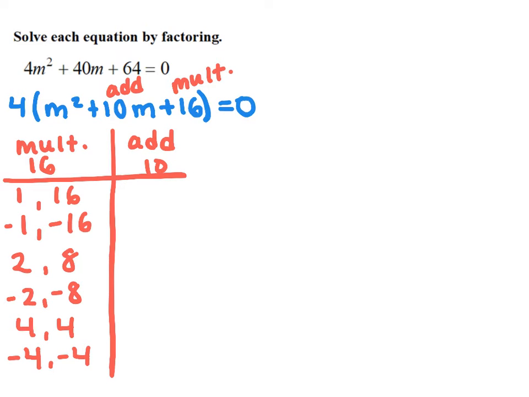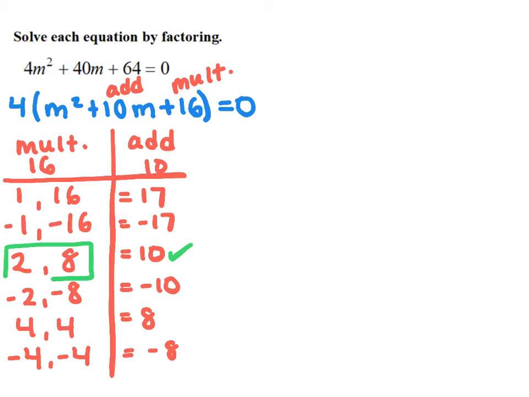If I add straight across, 1 plus 16 gives me 17. Negative 1 plus negative 16 is negative 17. 2 plus 8 is 10. Negative 2 minus 8 is negative 10. 4 plus 4 is 8. And negative 4 plus negative 4 is negative 8. So the one that works is this 10, meaning that the 2 and the 8 are the terms I'm going to use.